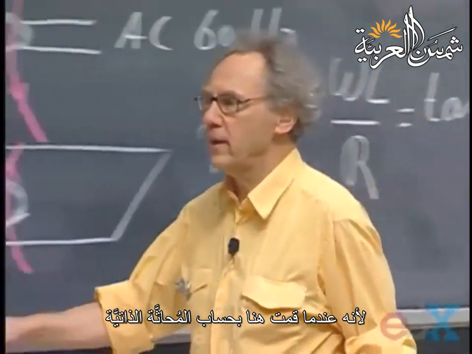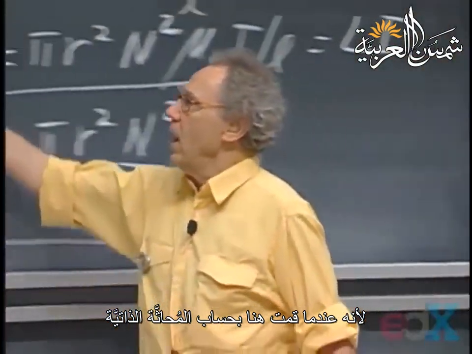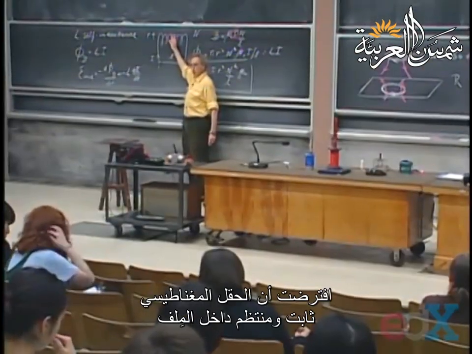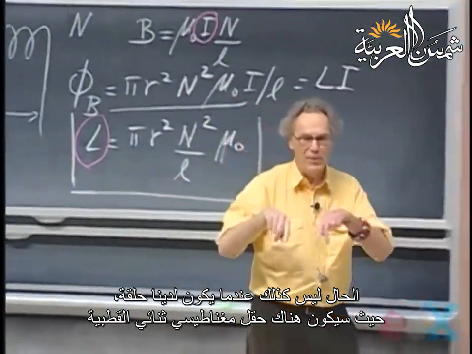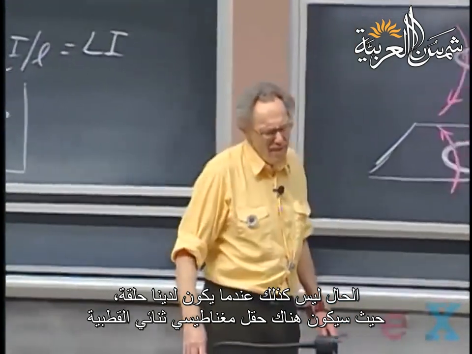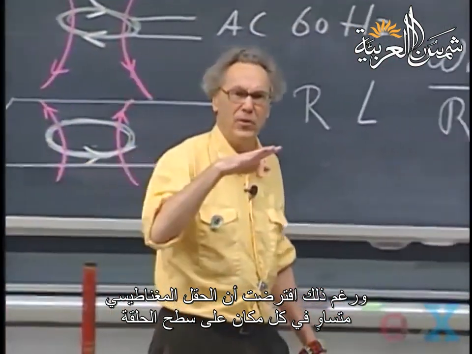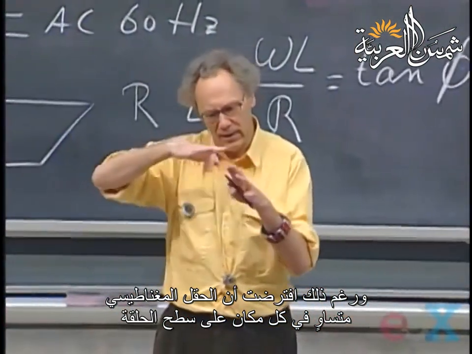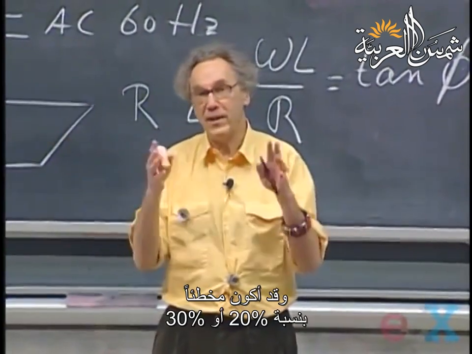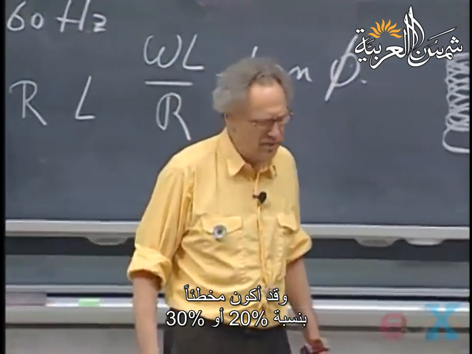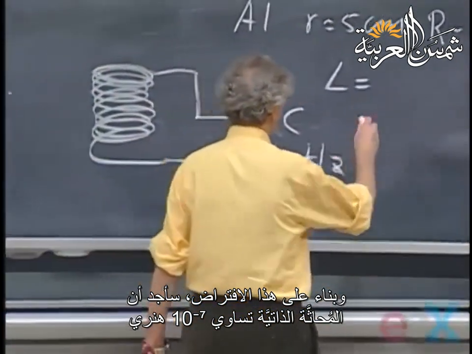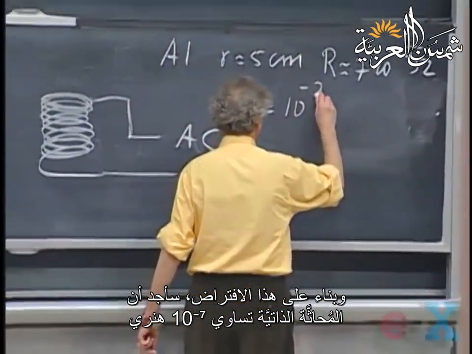Because here, when I calculated the self-inductance, the magnetic field was constant. I assumed it was constant, uniform inside. That's not the case when you have a ring. You have a dipole field. However, I just assumed that the magnetic field was the same everywhere at the surface of the ring. And with that assumption, admittedly I could be off maybe by 20 or 30%, I find that the self-inductance is 10 to the minus 7 Henry.